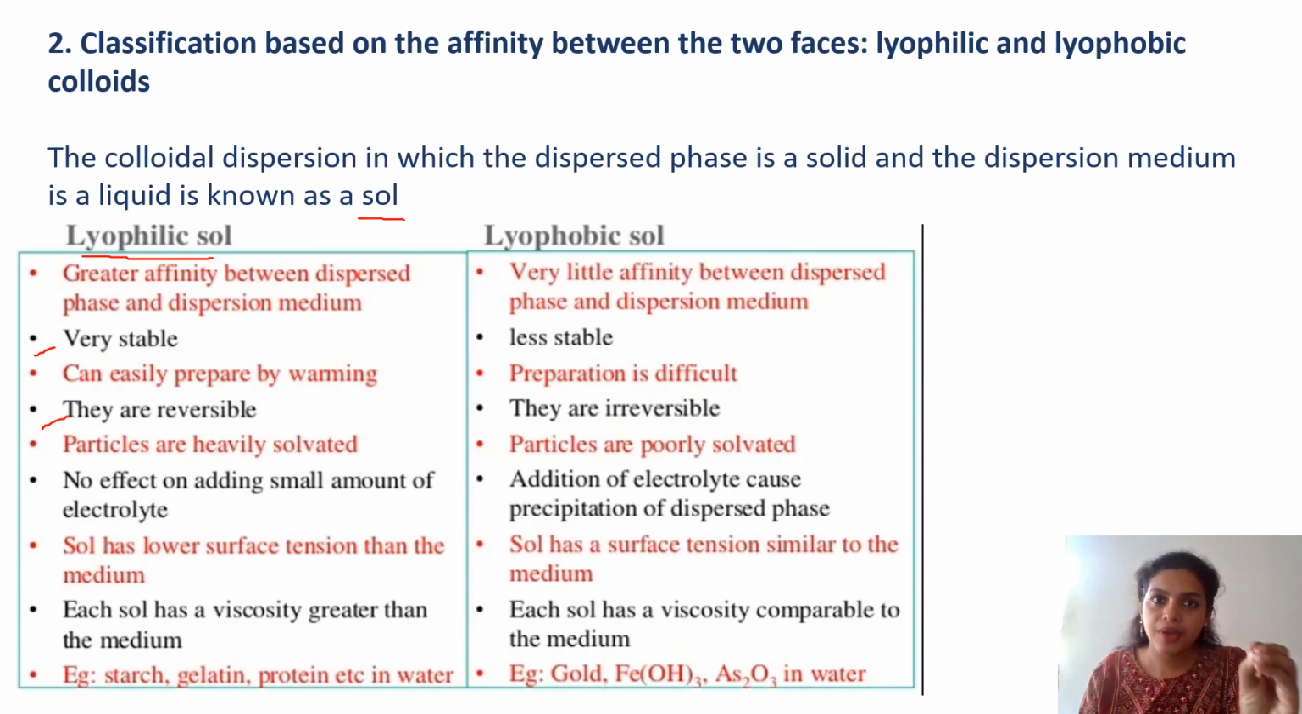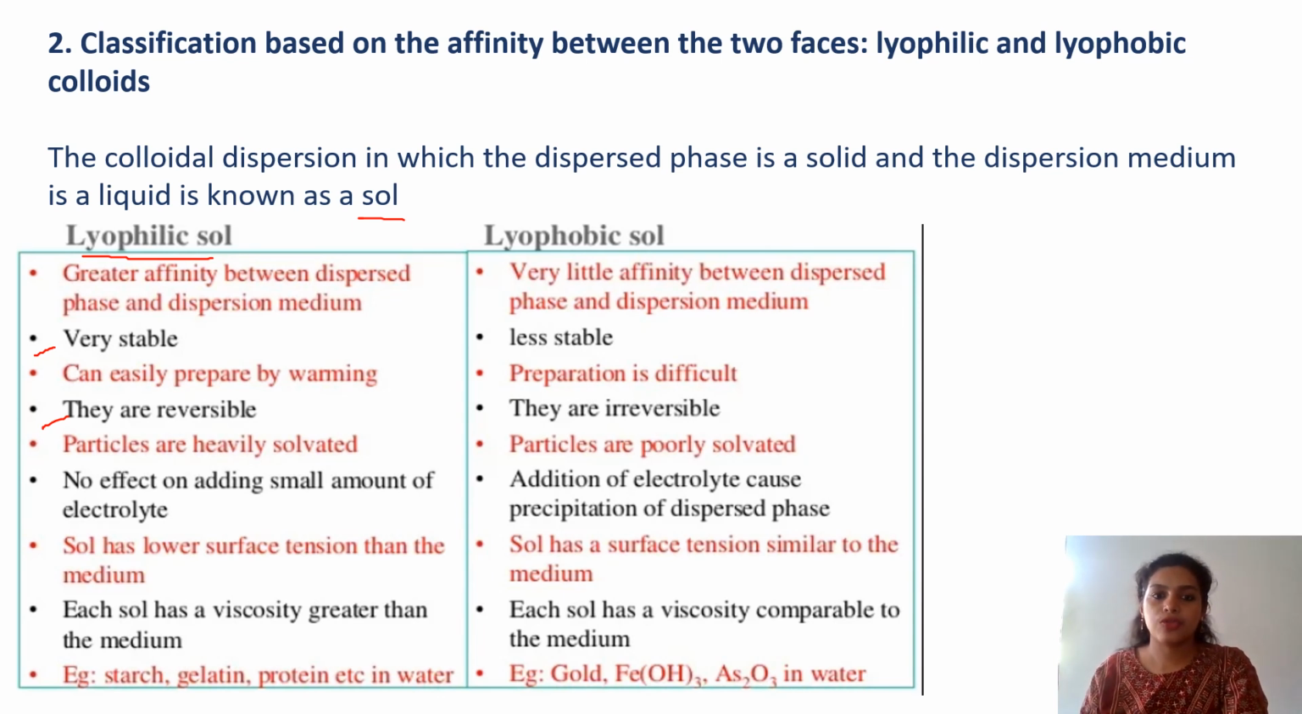And if you add a small amount of electrolyte, for example a coagulant, what happens? Still it will be stable, it won't coagulate. Okay, and it has lower surface tension than the medium and viscosity will be greater than the medium. For example, starch, gelatin, protein, etc. dissolved in water. Okay, this is an example of a lyophilic sol.